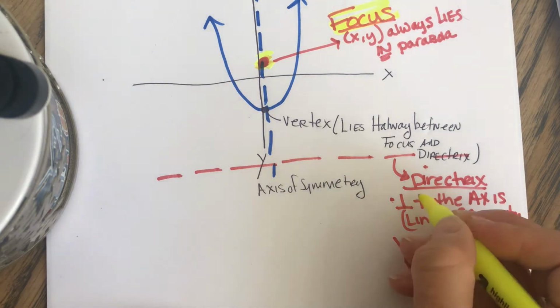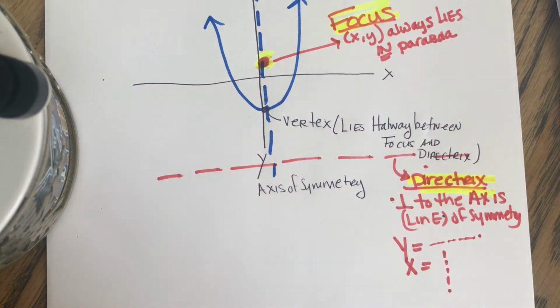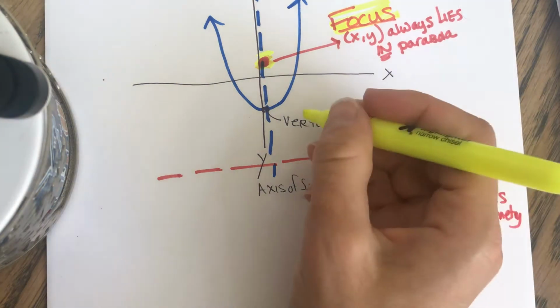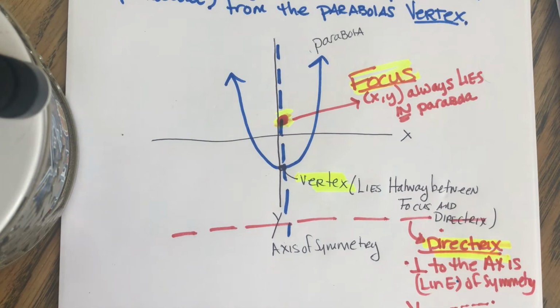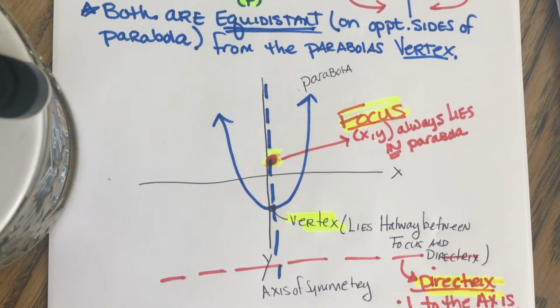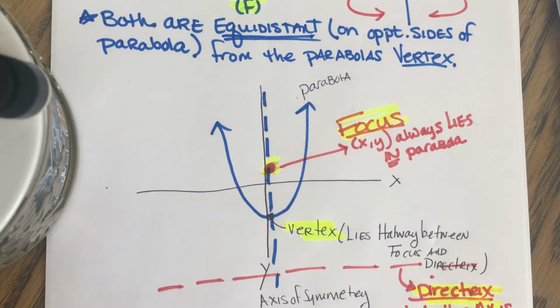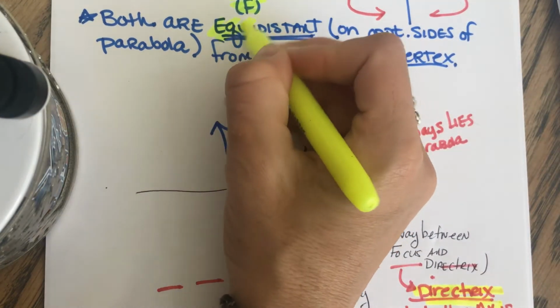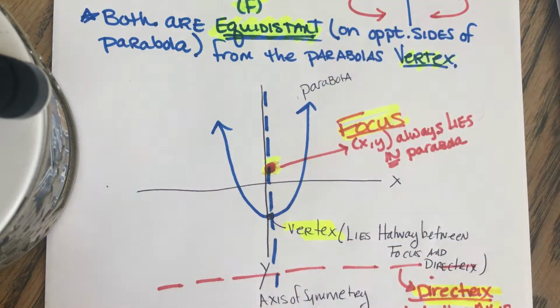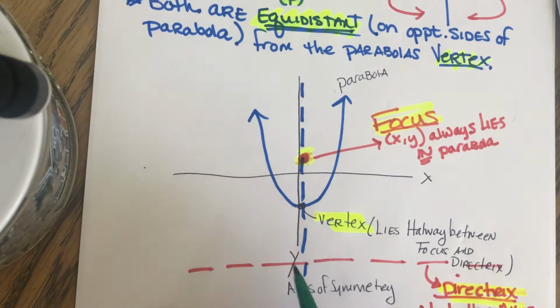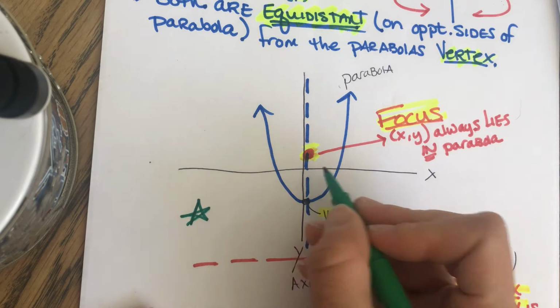Okay, so there is the directrix. Now, the next thing, so these are the most important things. The last thing I want you guys to jot down from here is I told you that both are equidistant from the vertex of the parabola. So what I need you guys to understand, this is going to help us where we can find it.